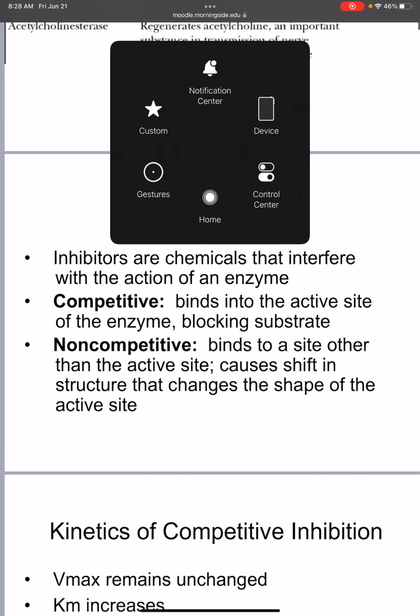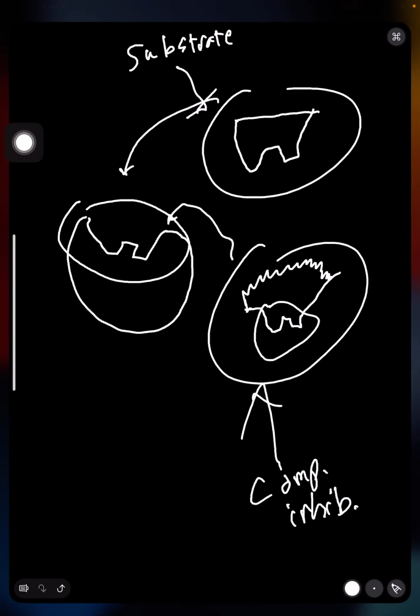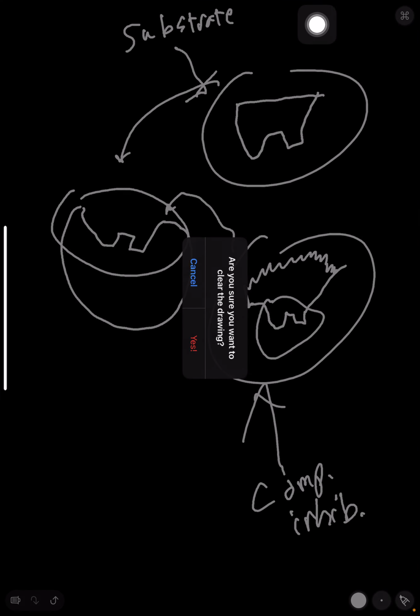All right, so going back to the whiteboard, all right, I'll see if I can remember how to draw this. If I don't, then I don't. I don't know. Okay, that's our enzyme.